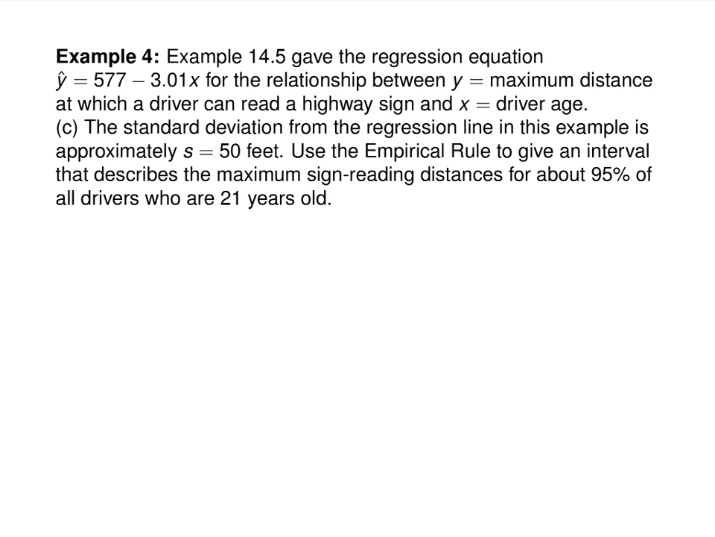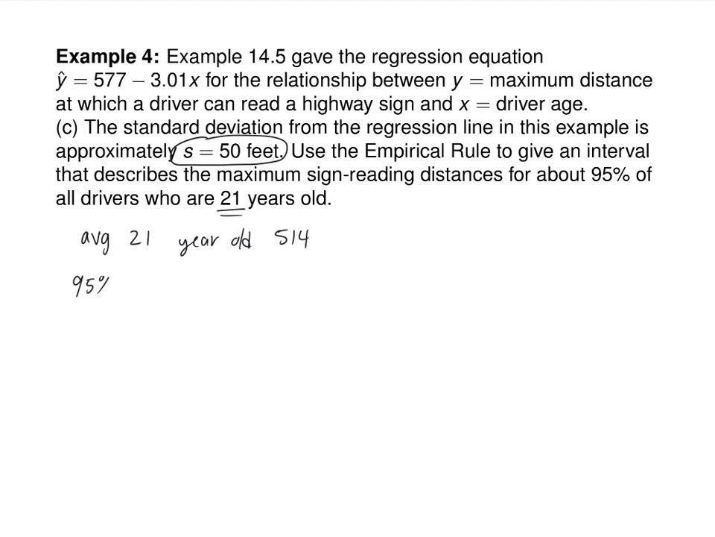So the standard deviation of the regression line in this example is about 50 feet. So I just told you what it was. Okay? Now just use the empirical rule. Give me an interval that describes the maximum sign reading distance for about 95% of 21-year-olds. So what do you use for your average 21-year-old? 514. Yeah, it's 514.